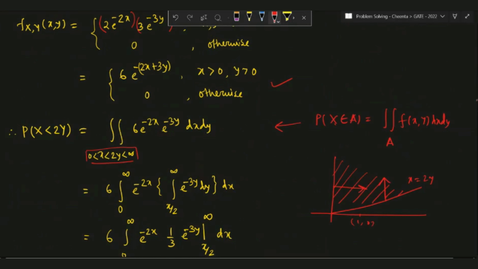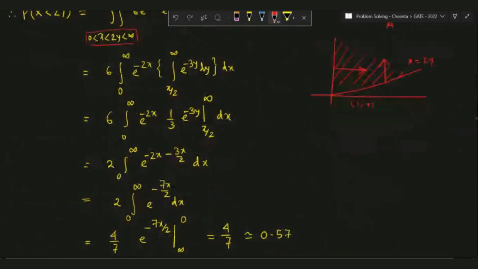So we divide the integral into two parts. One is the limit of x from 0 to infinity, and second is the limit of y from x by 2 to infinity. Integrating the part of y from x by 2 to infinity, we get 1 by 3 into e to the minus 3y, and putting in the limits, we get the integral from 0 to infinity of e to the minus 7x by 2 dx.